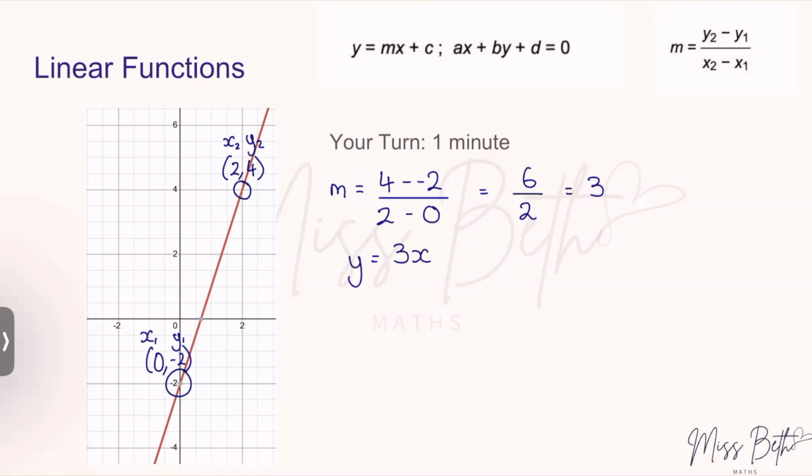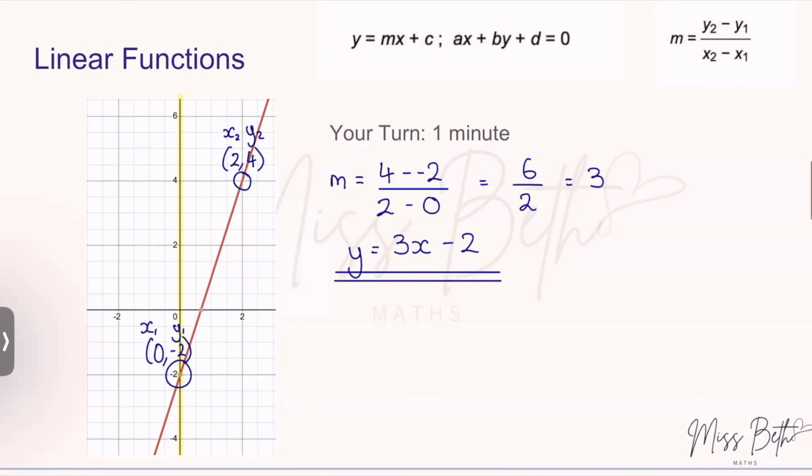And then again, I'm looking to see where it crosses my y-axis. Well, it crosses at -2. So y is equal to 3x minus 2 would be the equation of this line. Very well done if you managed to get that.